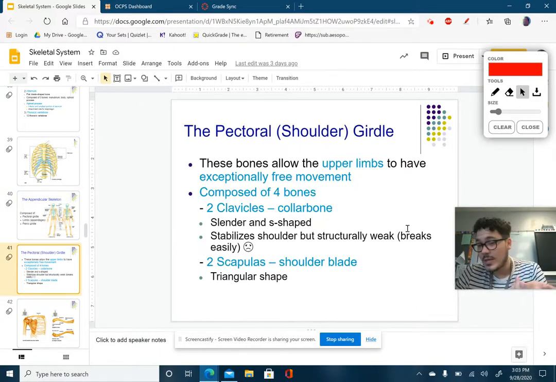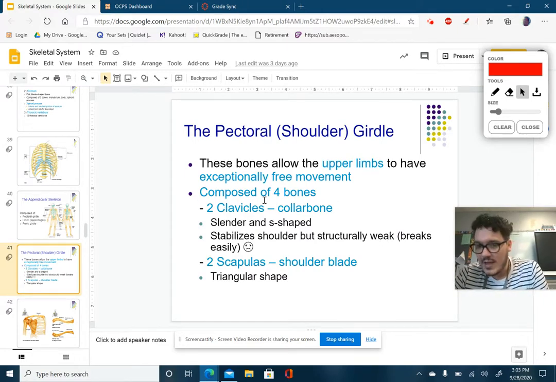Okay, so let's start from the top. Pectoral girdle. The pectoral girdle, also known as your shoulder, is two bones on each side, so four total bones. These bones allow for incredible range of movement in the upper limbs. That's the big thing that they provide. So the upper limbs have a wider range of movement. If you just move your arm around, you notice that you have a wide range of motion in many different directions. And that's thanks in part to how the shoulder is structured, but also the joints that are found there, which we'll talk more about in our next video.